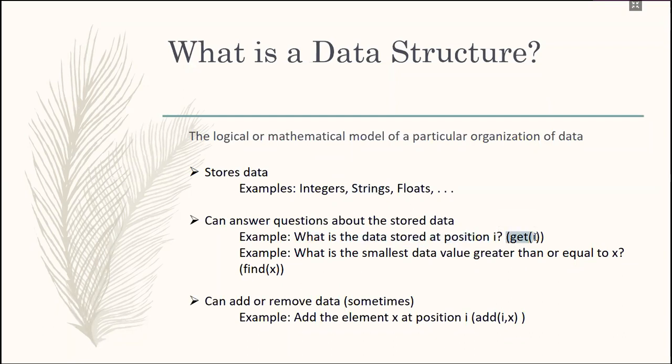So you can actually get data from position number 5, position number 6, and so on. What is the smallest data value greater than or equal to x? You can actually find that. You can add or remove data from some data structures. So data structure stores the data, can answer questions about the stored data, can add or remove data.